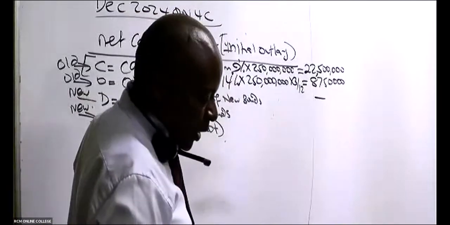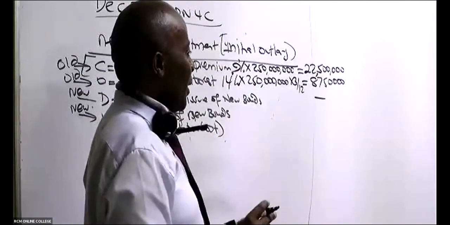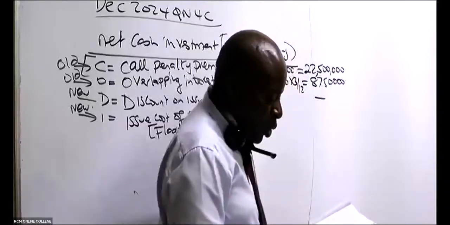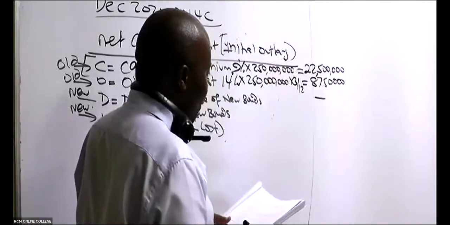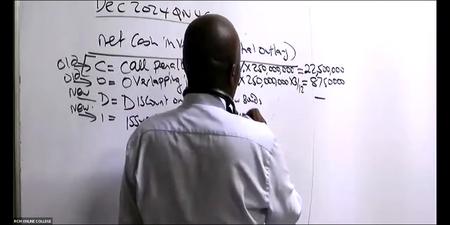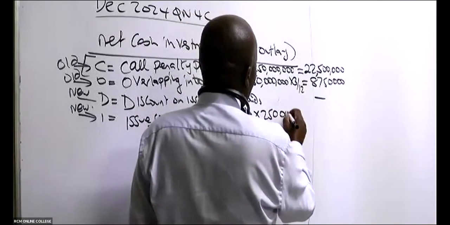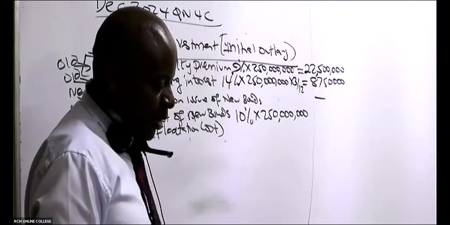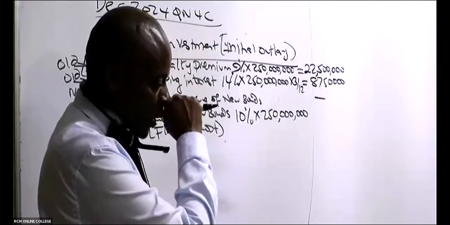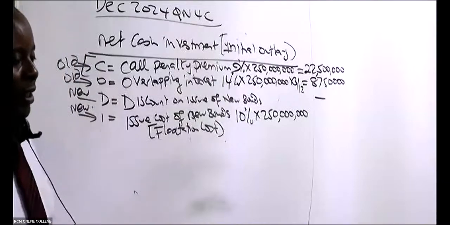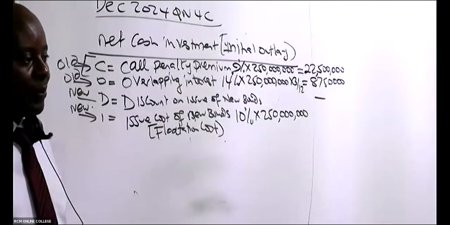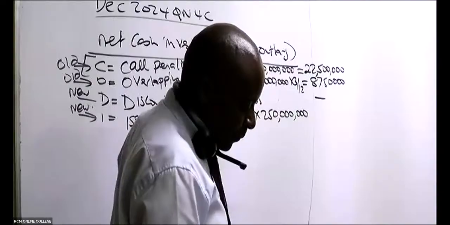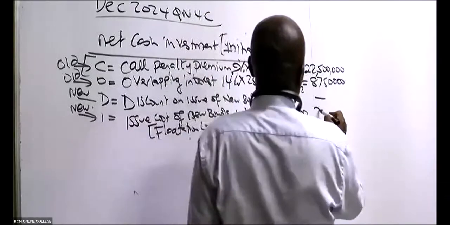But we happen to have an issue cost of the new bond. Is there anybody who is able to see the issue cost of the new bond? We are told, ladies and gentlemen, it is 10% of the gross proceeds. So we have 10% of the gross proceeds, which are 250 million. 10% of that gives us what here, somebody? 25 million, right? 25 million.